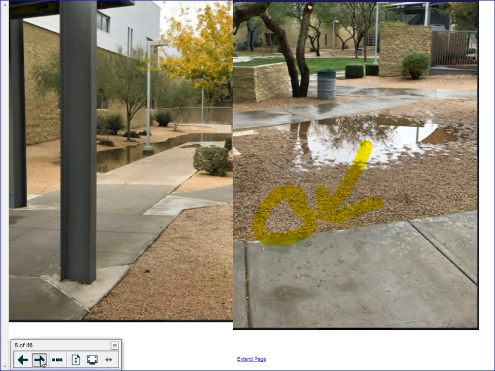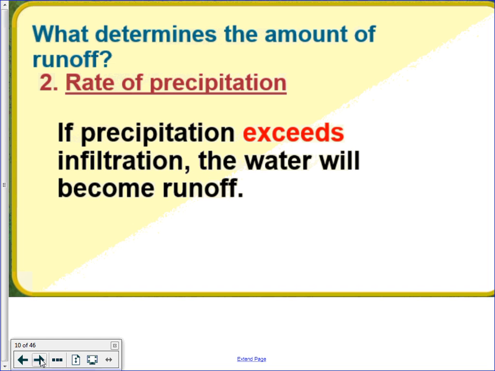Your number 2 factor is the rate of precipitation. So again, we're talking about things that affect how much runoff is going to be in an area. Obviously, if it's raining really slow, the ground can absorb it really slow and be okay. If it starts to rain really fast, if the speed of the rain exceeds the speed of infiltration, then it will become runoff.